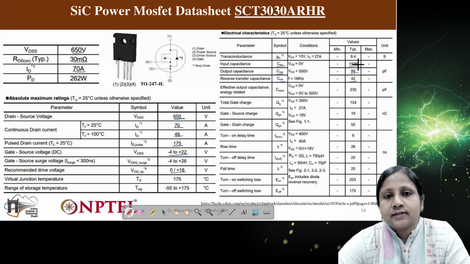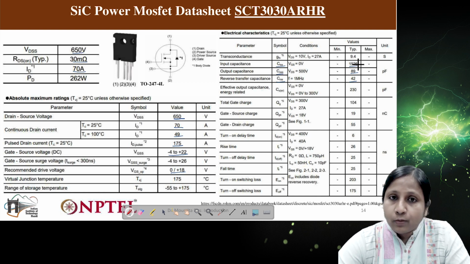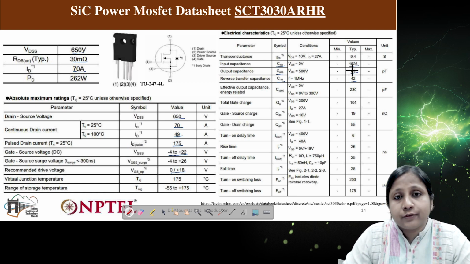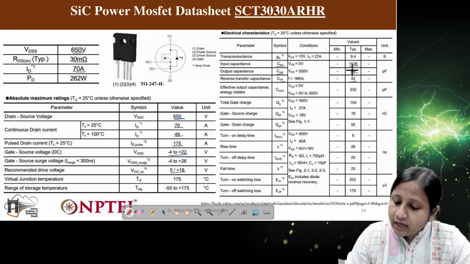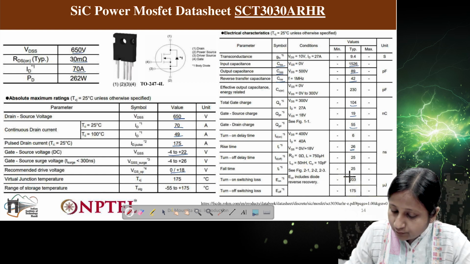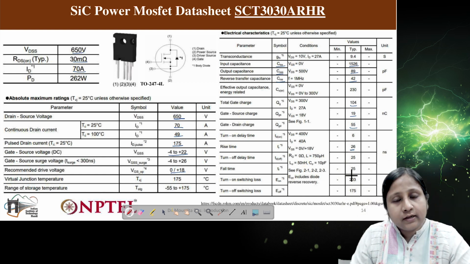That is the reason silicon carbide device operation will be less than that of the GaN device operation in terms of frequency level. So GaN can operate at much higher frequency than that of the silicon device due to presence of lower value of these different parasitic capacitances. And accordingly the gate charge level of the silicon device will also be different. So these are the different rise time and fall time for the silicon carbide device.